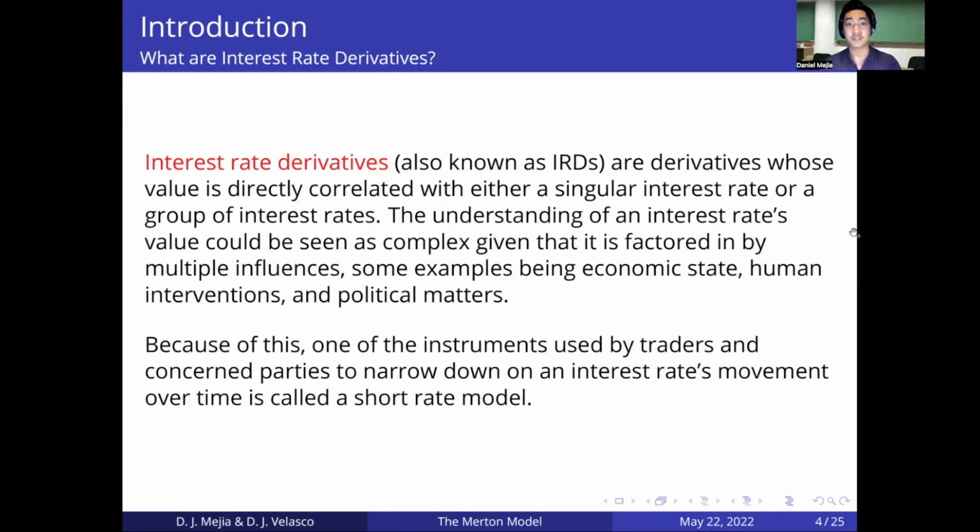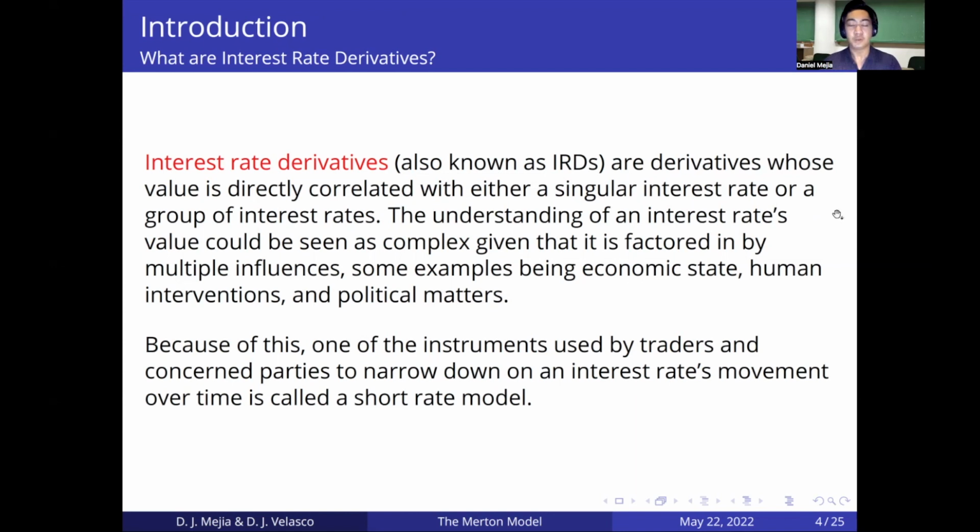Interest rate derivatives, also known as IRDs, are derivatives whose value is directly correlated with either a singular interest rate or a group of interest rates. The understanding of an interest rate's value could be seen as complex, given that it is factored in by multiple influences, some examples being economic state, human interventions, and political matters.